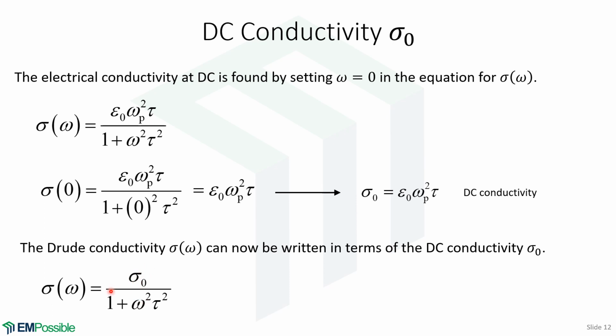And that really tells us the frequency dependence. It tells us what happens to the conductivity as frequency increases. So it starts off at this, and then what we see is that the conductivity will go down at higher frequencies.